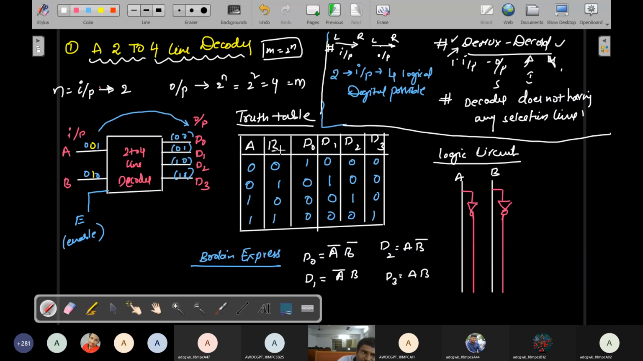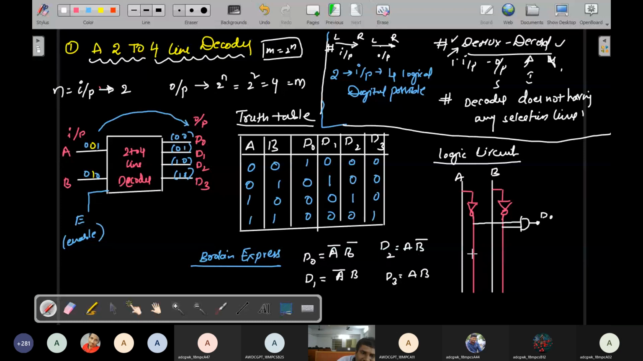Understand? So right now I draw both inputs. And what is the D output? This is the first output. We are using AND gates, because the first one has both A bar and B bar, both complementary. So that is the reason I draw this first gate. This is called the D0 output.